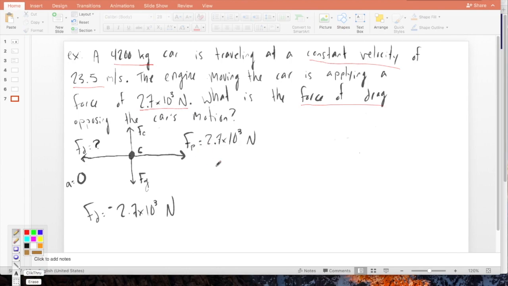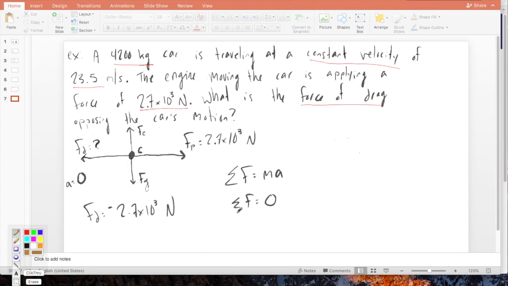We could show this more thoroughly mathematically if you wanted to by using our Newton's second law equation. The sum of the forces equals the mass times the acceleration. I know the mass of the car. It doesn't matter though because what's the acceleration? Constant velocity, the acceleration is zero. So I know that the sum of the forces is going to equal zero. Anything times zero is zero. What forces are involved in this sum?